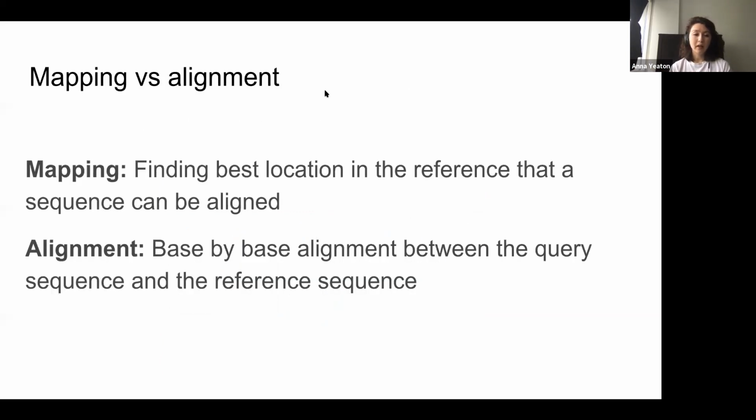Okay, and then just two different things. Mapping just means finding the best location of the sequence on the reference. And then aligning, it's going actually base by base, aligning that read to the reference.